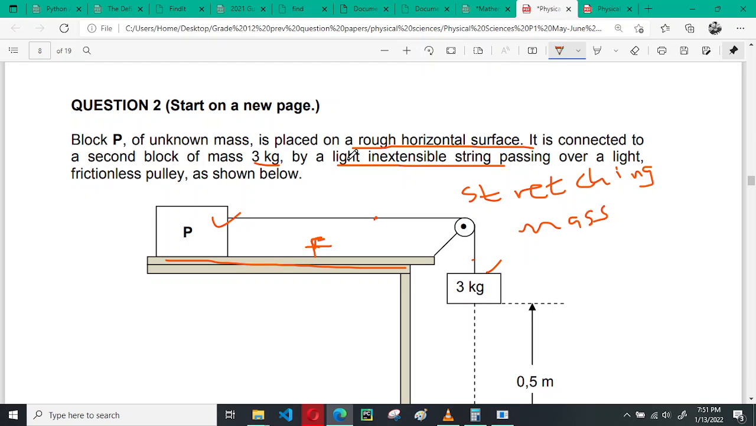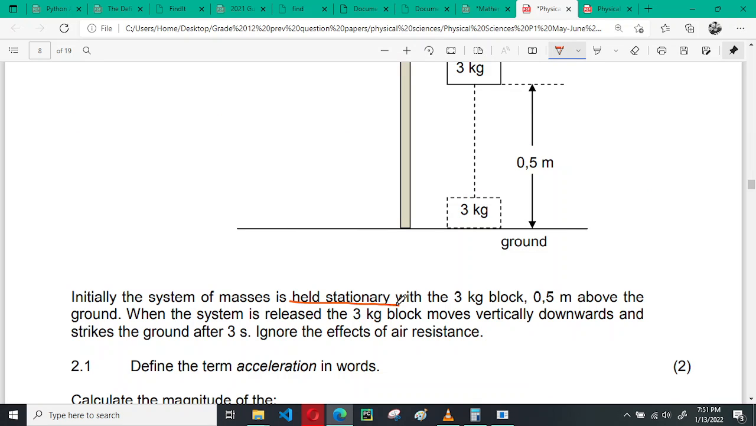Then, passing over a light frictionless pulley. So for the pulley as well, we're going to disregard the mass and the friction experienced by the string on this pulley, because they said it is frictionless. Now let's go back and read another statement. Initially the system of masses is held stationary. That means initial velocity is equal to 0.